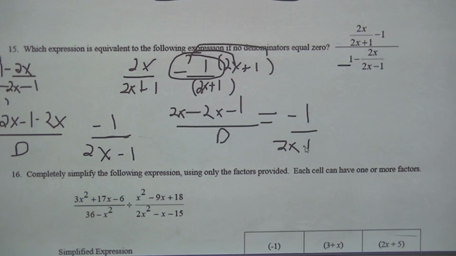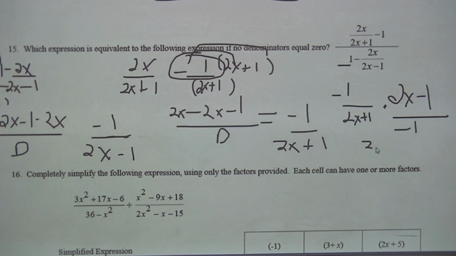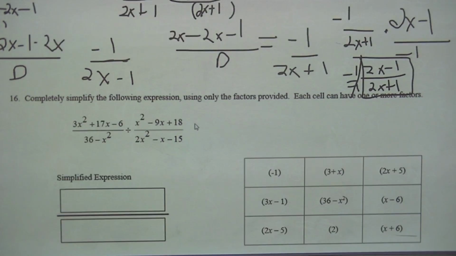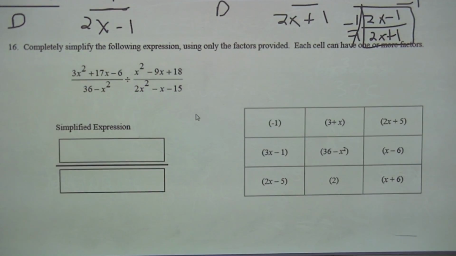Now, what happens here is this will be negative 1, 2x plus 1. I'm going to flip this other part, so it's going to be 2x minus 1 over negative 1. So I got 2x minus 1 up top, 2x plus 1 in the bottom. Okay? A negative 1 over a negative 1, that's going to turn into a positive 1, so that's going to go away. That's going to be my answer. Okay? All right? Moving on to this.